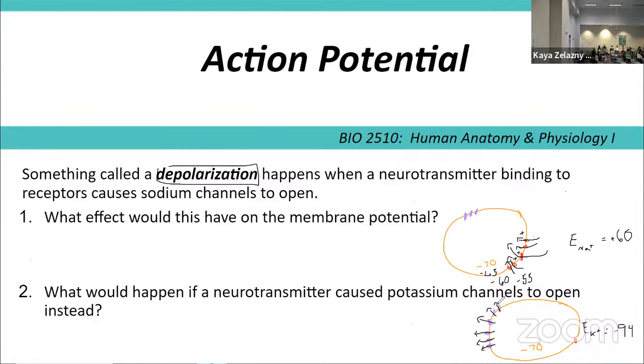All right, so in this case, where we opened up more potassium channels, we'd start to get more and more negative as those positive charges leave the cell. So we're going down to negative 75, negative 80, etc., until we get to negative 90-ish, negative 94, depending exactly on the concentration gradients that we set up. So the word for this is hyperpolarizing. This is hyperpolarization.